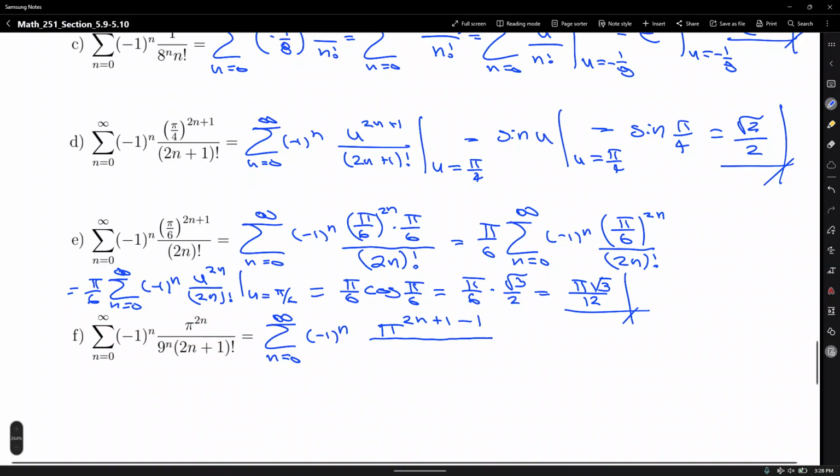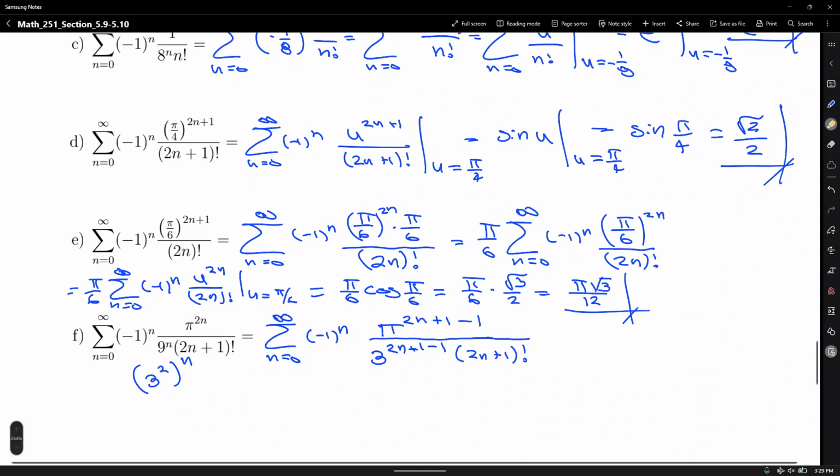Do you guys agree that 9 is the same as saying 3 squared, and then to the n, power of another power? That's 3 to the 2n. But then I'm going to add 1. I wish I had the 1. I can make the wish come true, provided you undo it by subtracting that 1. And then this would be (2n plus 1) factorial, right?